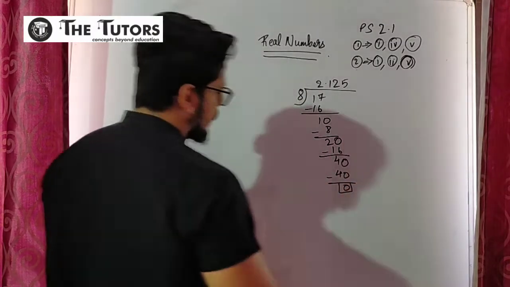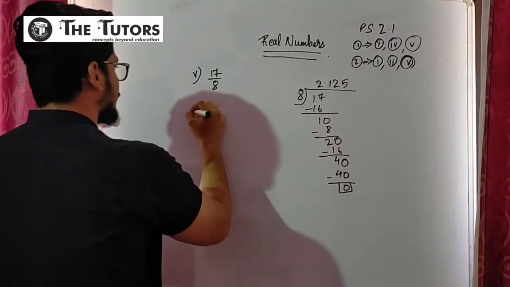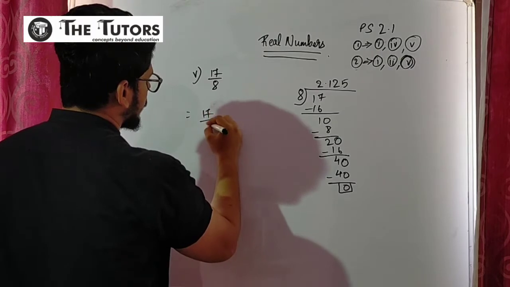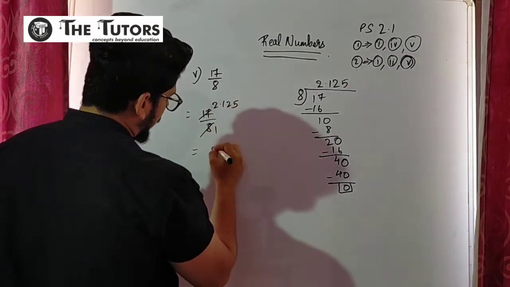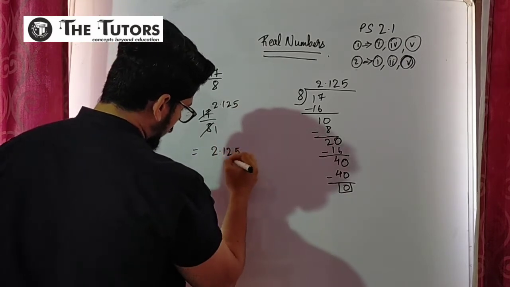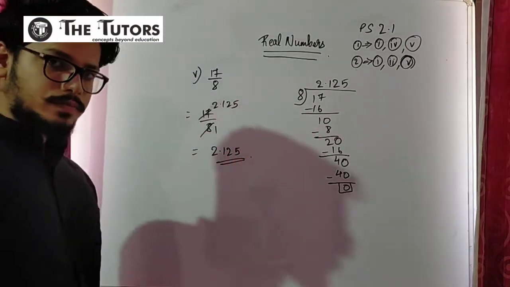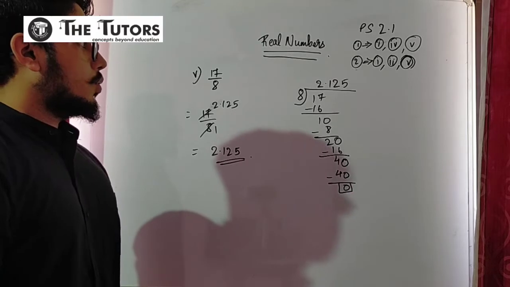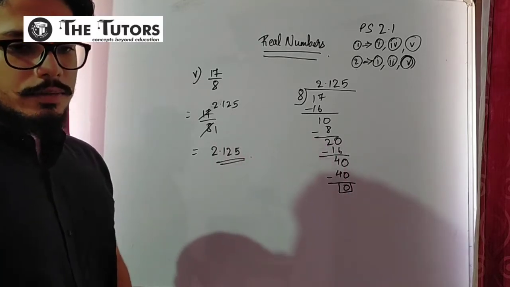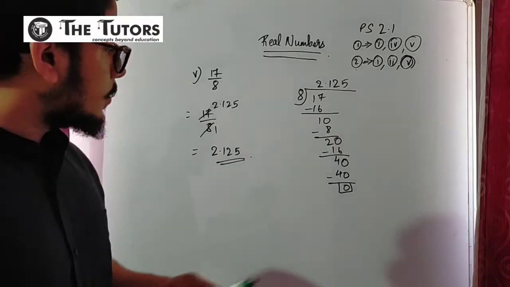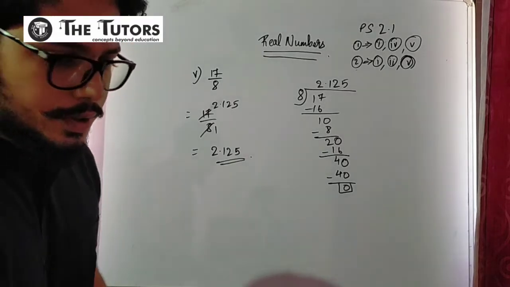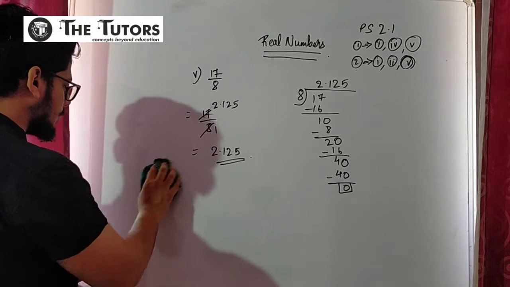Here your decimal ends, which implies 17 by 8 gives us 2.125. The answer will be 2.125. So practice these sums at home. We will have one different concept now. Take a good look at this while I clean the board.